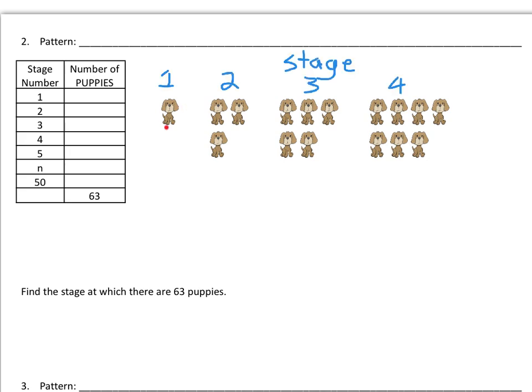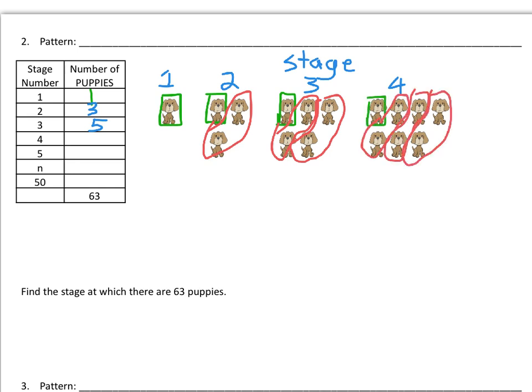We see stage 1 has 1 puppy. The second stage has the 1 puppy, and then 2 more puppies. That's a total of 3. Third stage has my start puppy, and the 2 previous, and now we've added 2 more puppies, and that's a total of 5. On the fourth stage, we now have the same amount of puppies we had from stage 3, but 2 more on top of that, for a total of 7.